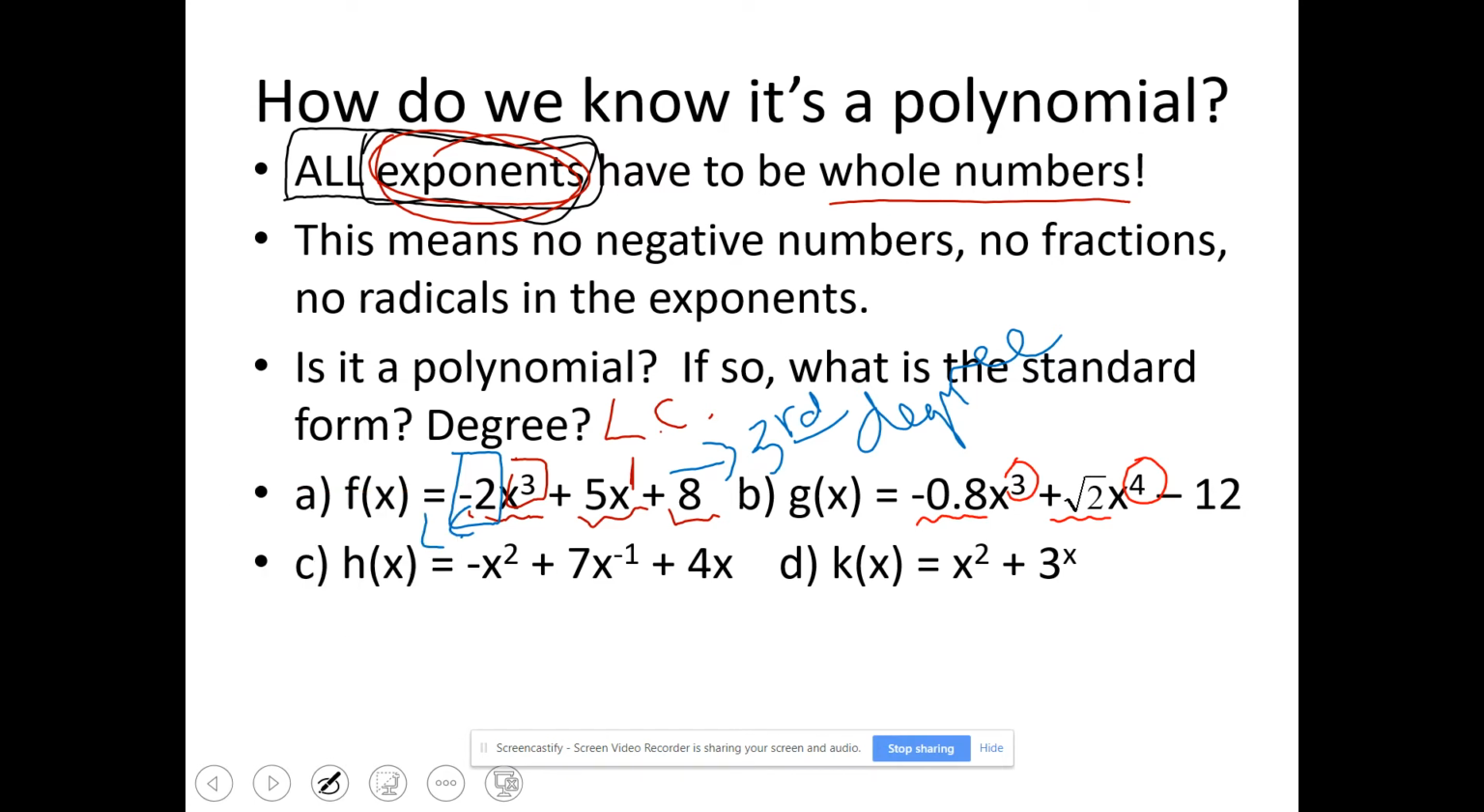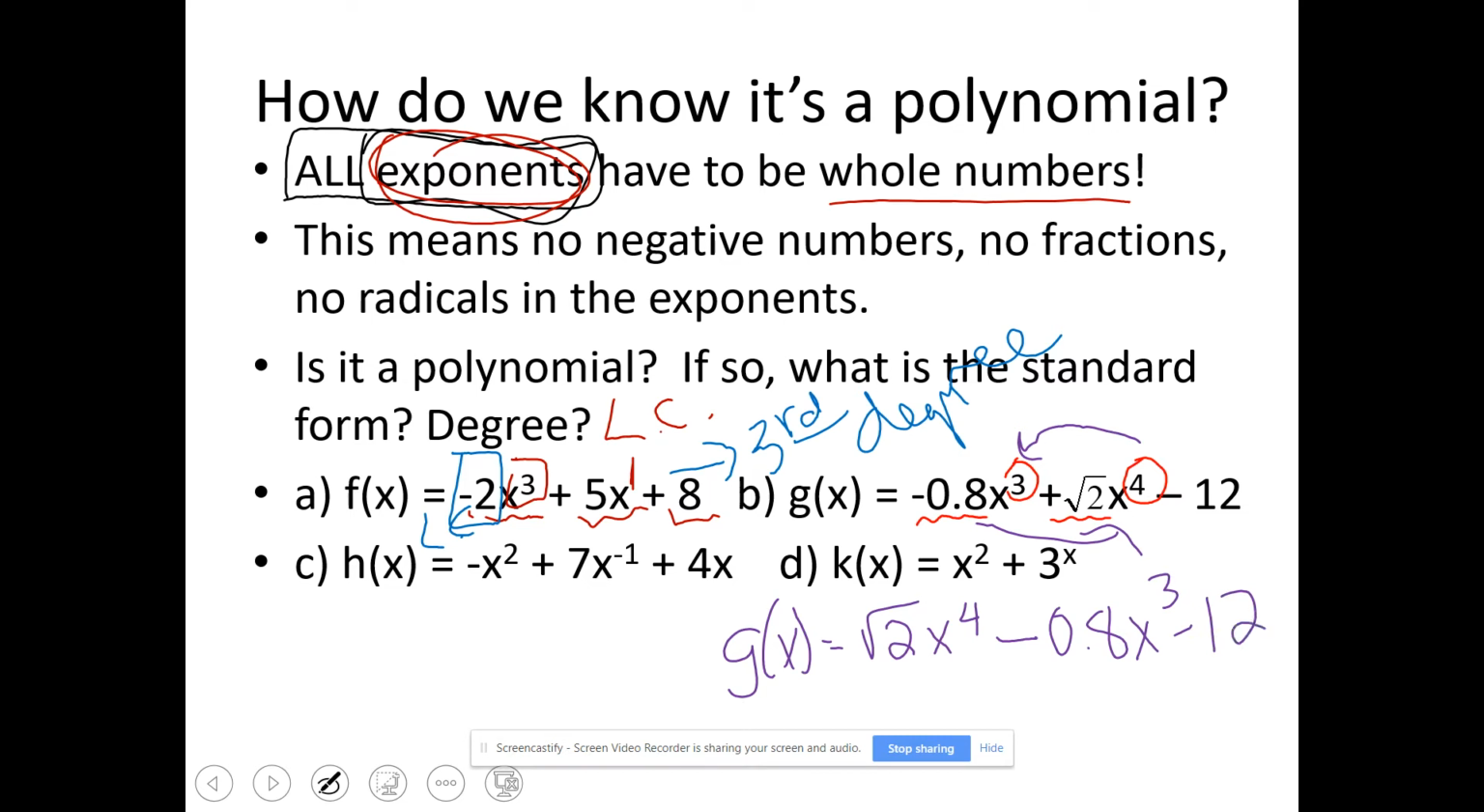It's not in standard form. These two terms need to swap places. So for standard form, we'd have the square root of 2 times x to the fourth minus 0.8 x to the third minus 12. Now that we're in standard form, our largest exponent is 4, so this is a fourth degree, and the leading coefficient, or the number in front, is the square root of 2.